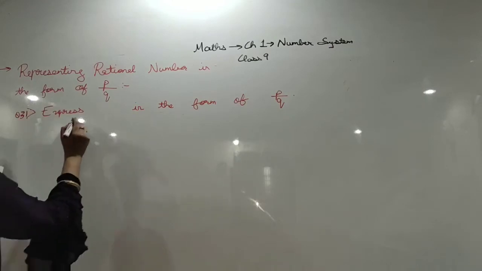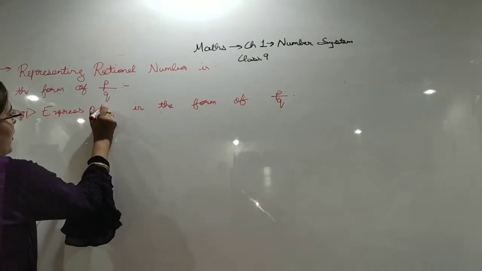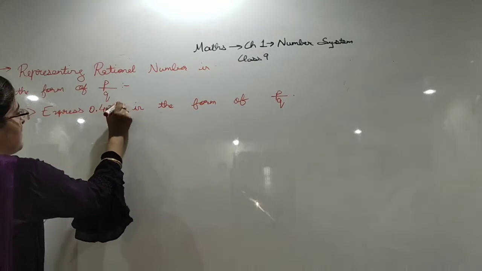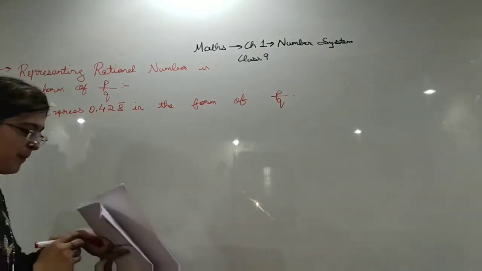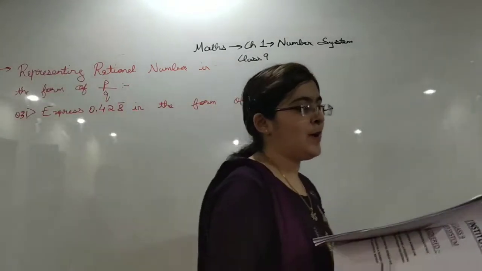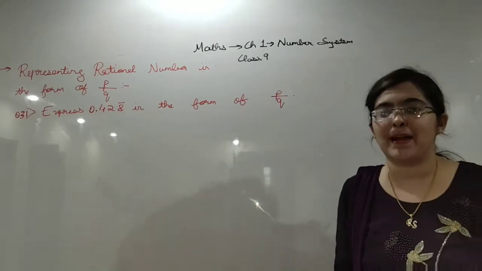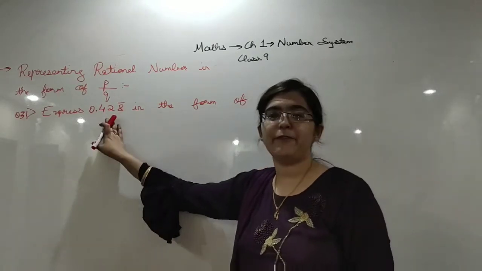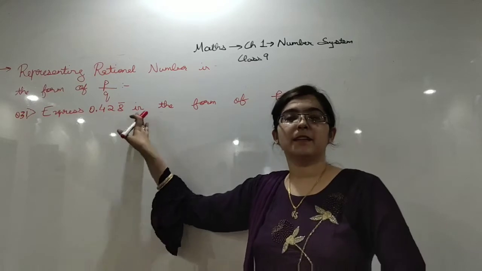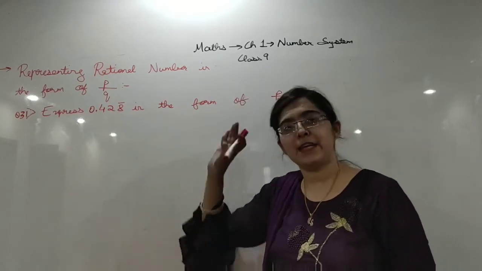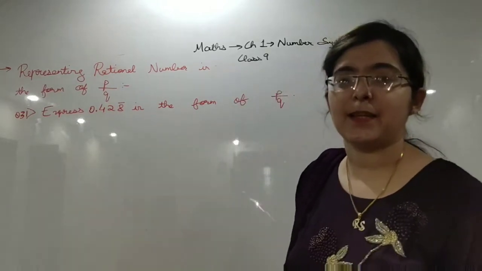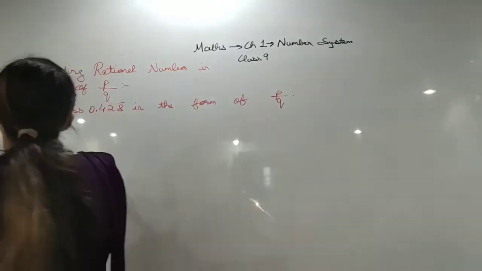What is it? Express 0.428 bar in the form of P by Q. What you have to do? You have to express 0.428 bar in the form of P by Q. Okay, so let's start the procedure. What we have to do first?